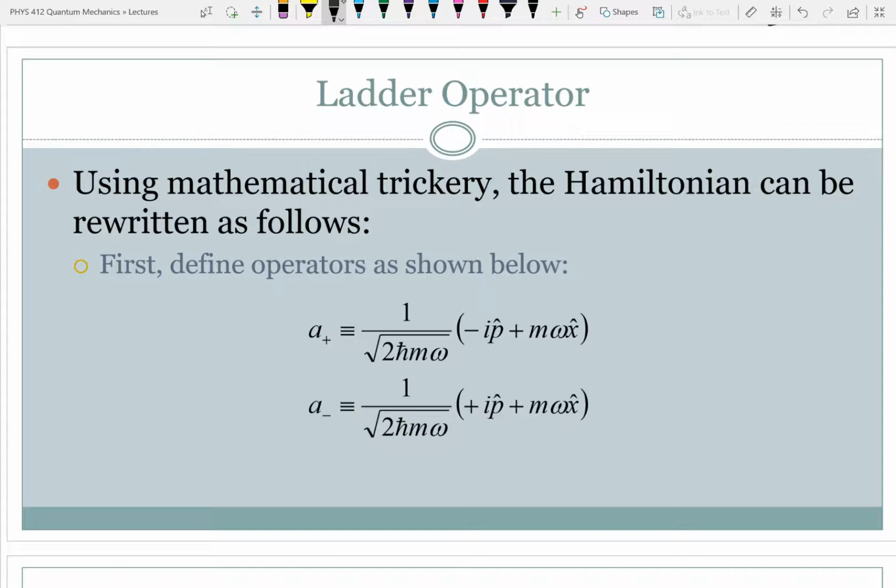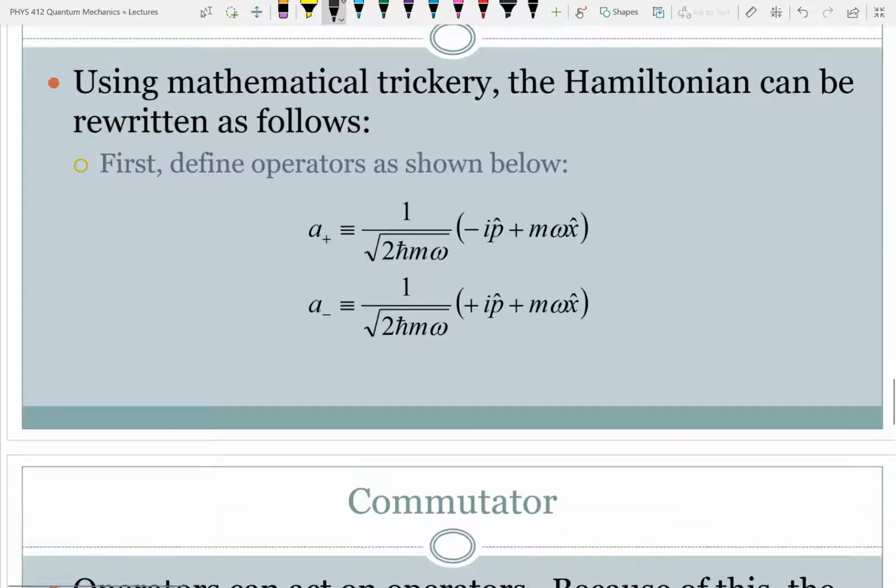So we define the A plus operator as 1 over square root of 2 h bar m omega times minus i P operator plus m omega X operator. Notice with the plus comes a minus, opposite signs. And immediately you're going to be like, why do you have the opposite sign? Why, good sir? It's because of what the meaning of the A operator turns out to be. And A minus is plus i P operator plus m omega X operator, with the same thing out front. I know, it just looks foolish.